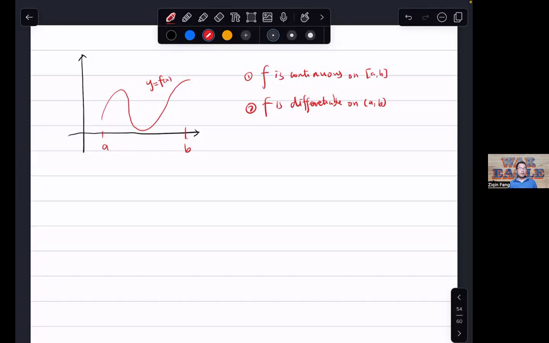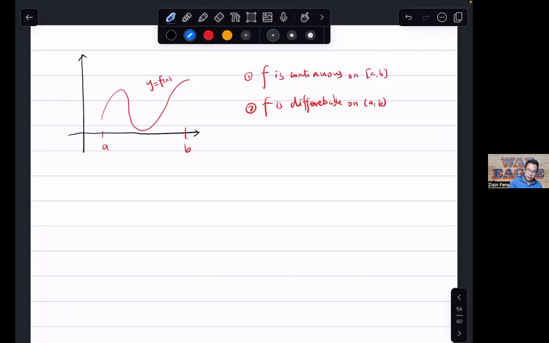If the assumptions are not satisfied, the conclusion you make will be wrong. You could make some very bad conclusions. So before we apply the mean value theorem, we have to make sure our function is continuous on the closed interval from a to b, and also differentiable on the open interval from a to b.